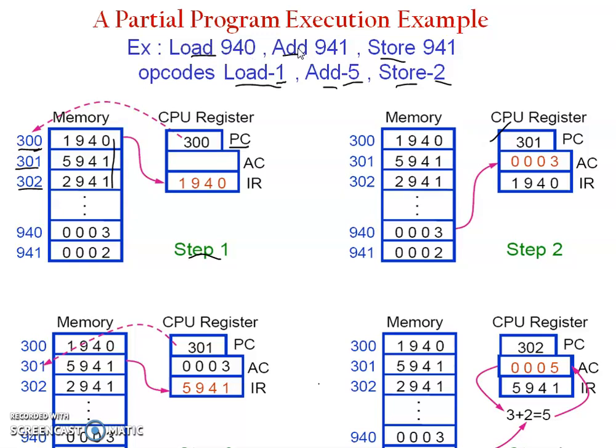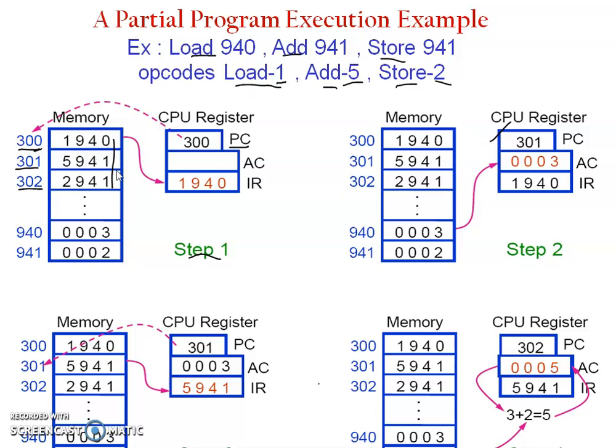So this is just a sample. This is not the correct form of representation. Just as a sample, we are taking this example. For the load opcode, the numeric value used here is 1, add is considered to be 5, store is considered to be 2, and the operand part is given like 940, that is one address, and 941 another one. Those are the addresses given in the operand field.